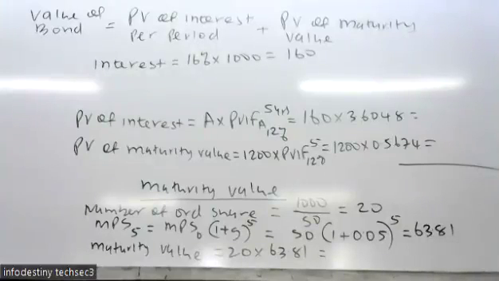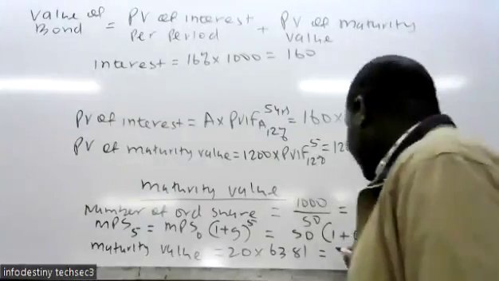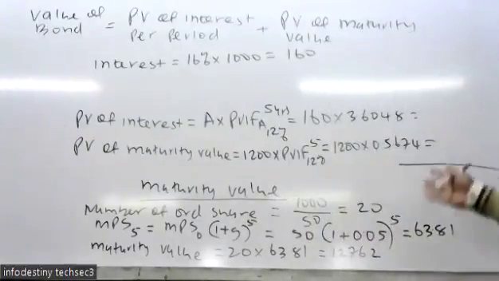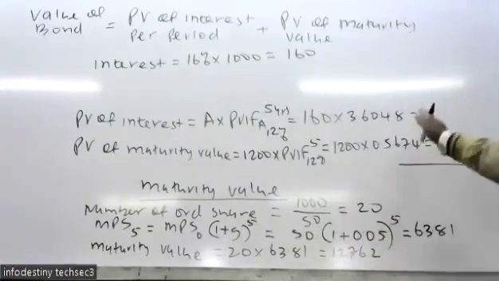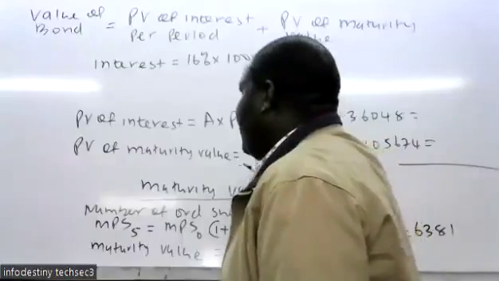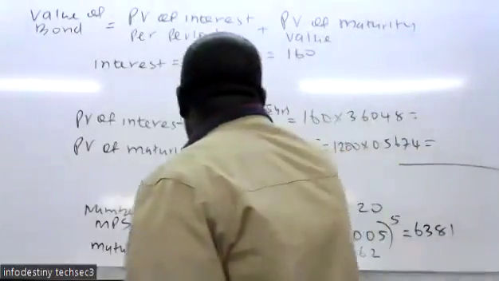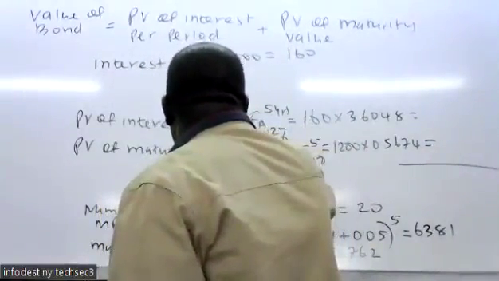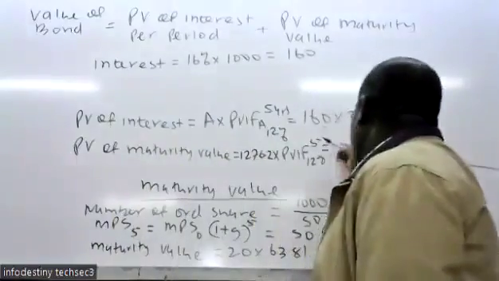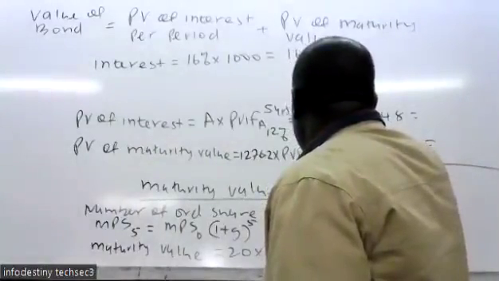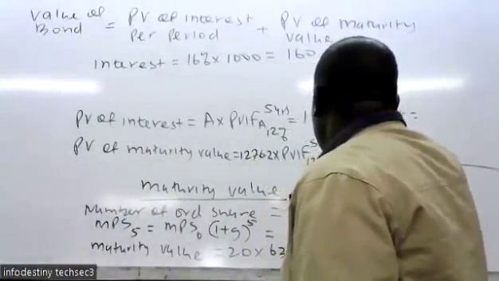So this one should now give us which figure? 1,276.2. So everything remains. You come here because interest has not changed. So this is what has changed. Change it to 1,276.2. Also, you come at this point, you get 1,276.2. And now multiply by.